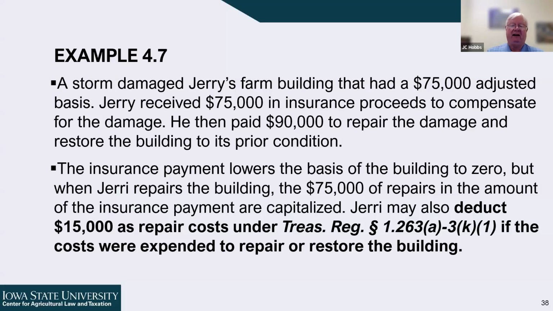The insurance payment that he gets lowers the basis of that building to zero. So the adjusted basis is $75,000, and the insurance is subtracted from that. That's where we get the basis of that building being zero.